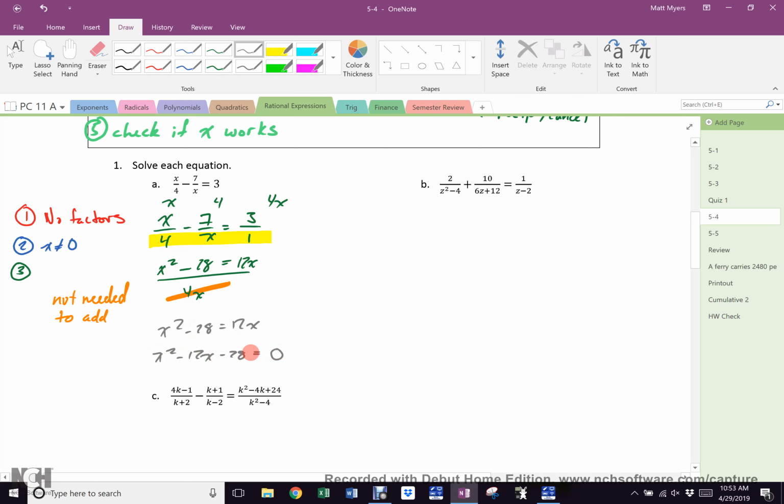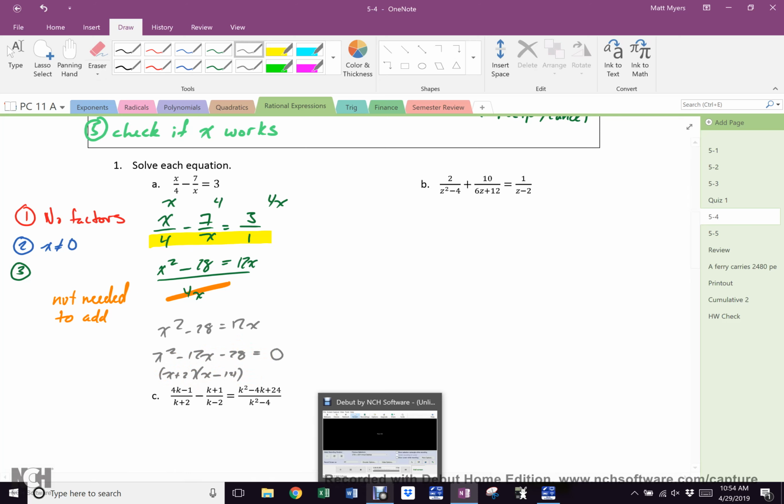Can we solve that? Could we do the quadratic formula? Could we factor it? That factors. That is x plus 14. I lie. That is x minus 2. X plus 2. X minus 14. We'll finish this up tomorrow. See you then.